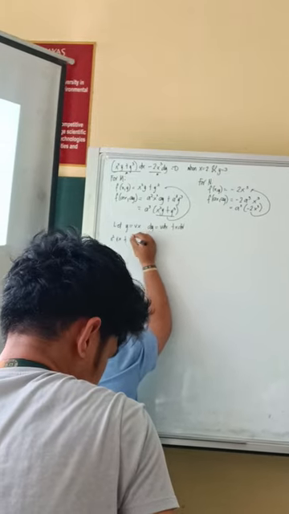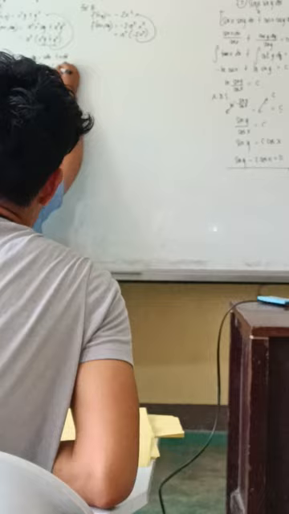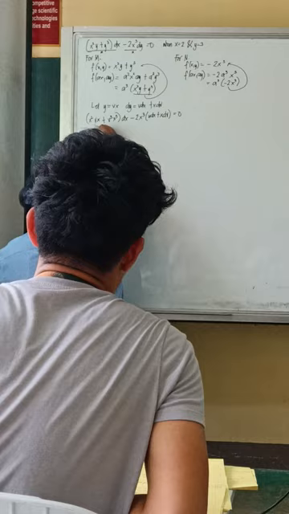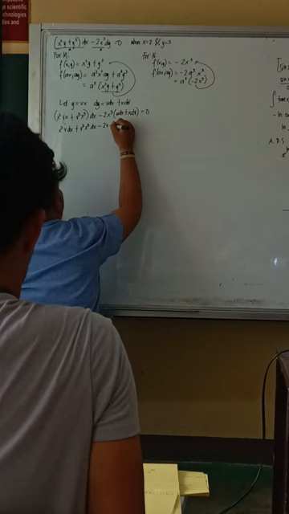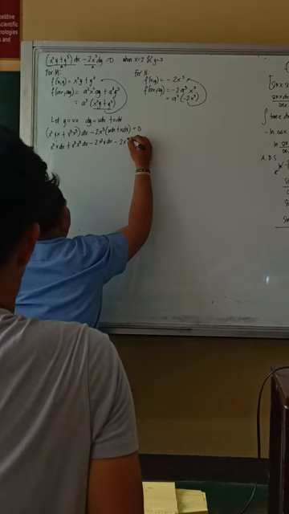x cubed dx minus 2x cubed dy, v dx plus x dv is equal to 0. So, distribute: you have x cubed v dx plus v cubed x cubed dx minus 2v x cubed, v x plus minus 2x to the fourth dv is equal to.